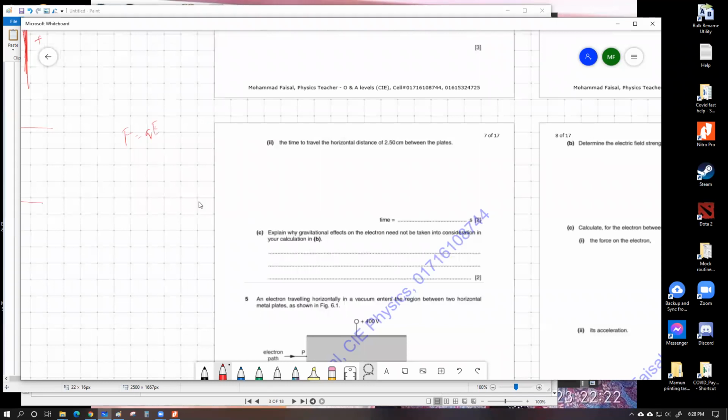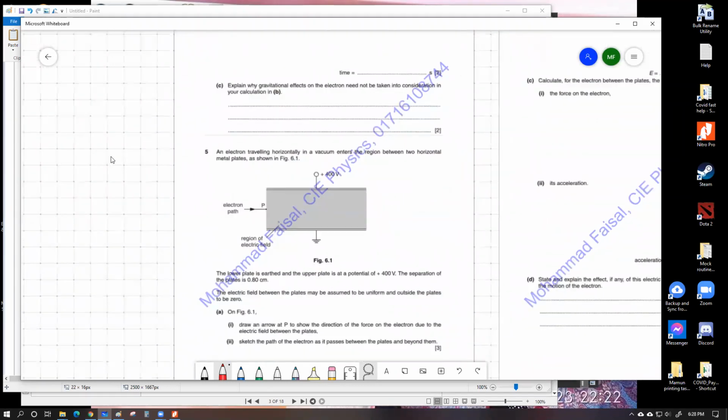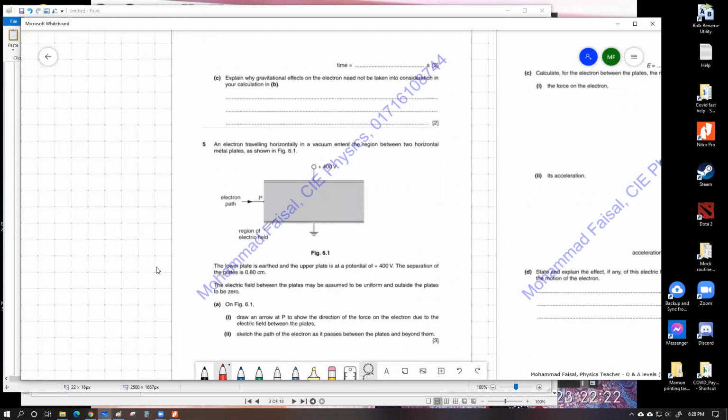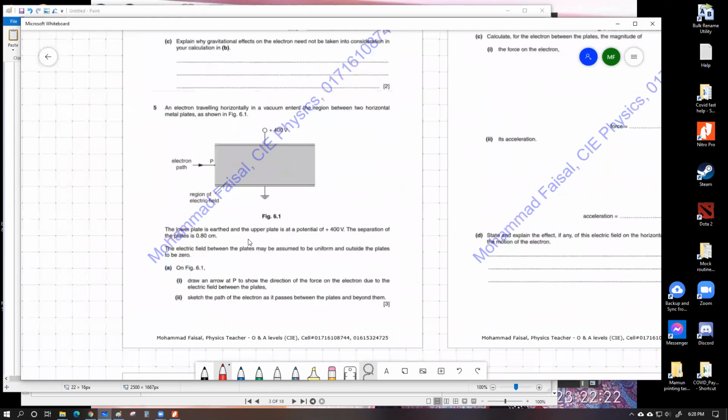So this is an additional piece of information I wanted to tell you, because you're going to come across this kind of problem. For example, this is the scenario where we have an electron over here and this is the path. I would like to show you this drawing. Have a look at number 5.